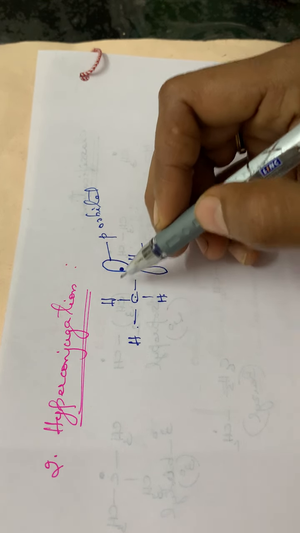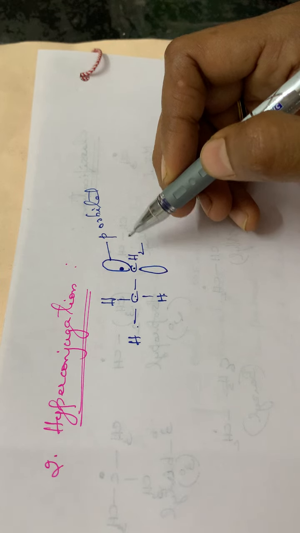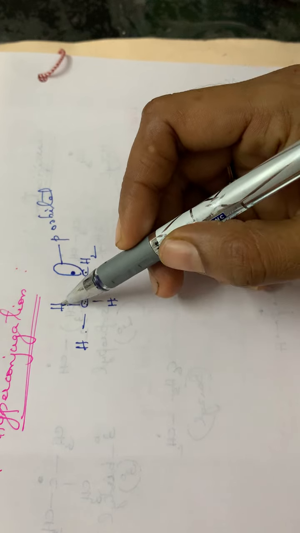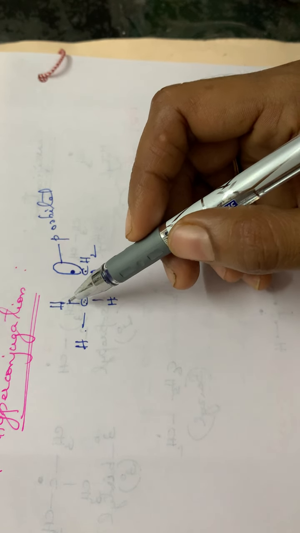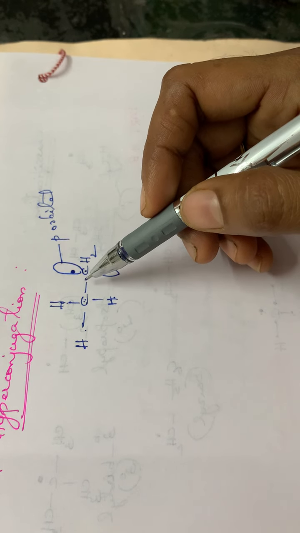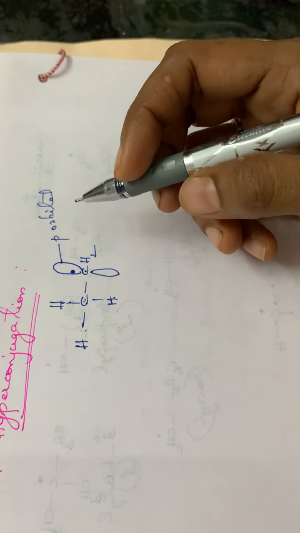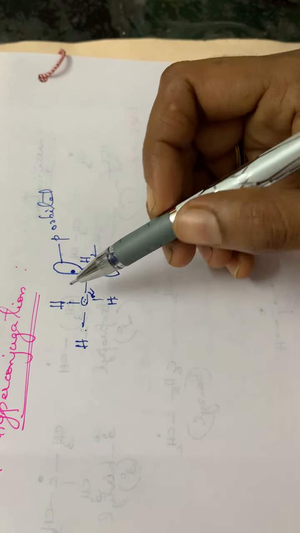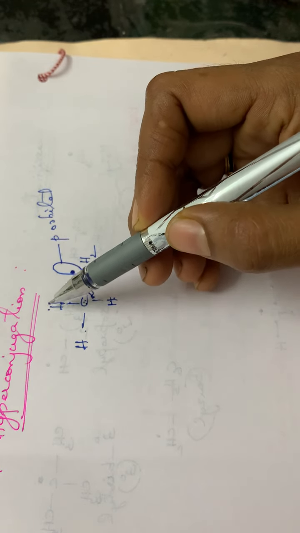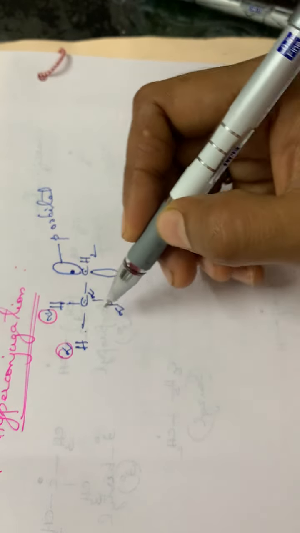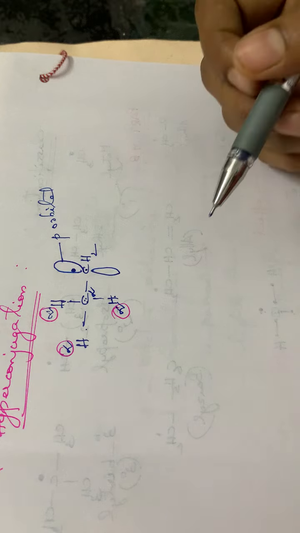So there is a chance for hyperconjugation. Now we can see how this hyperconjugation works. How many CH sigma bonds are there? 1, 2, 3. So we can write 3 hyperconjugative structures, isn't it? The number of hyperconjugative structures is equal to the number of alpha hydrogen atoms. Here this is the alpha carbon, and there are 3 alpha hydrogens. So we can write 3 hyperconjugative structures.